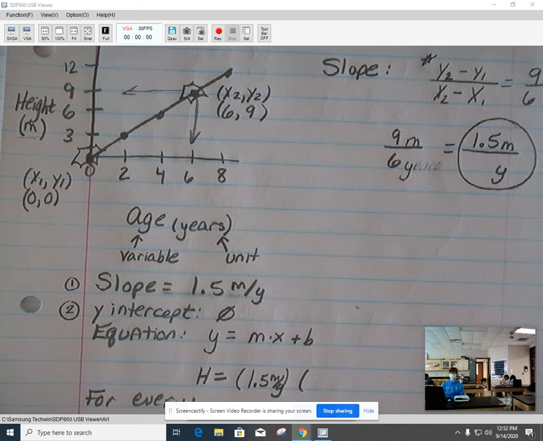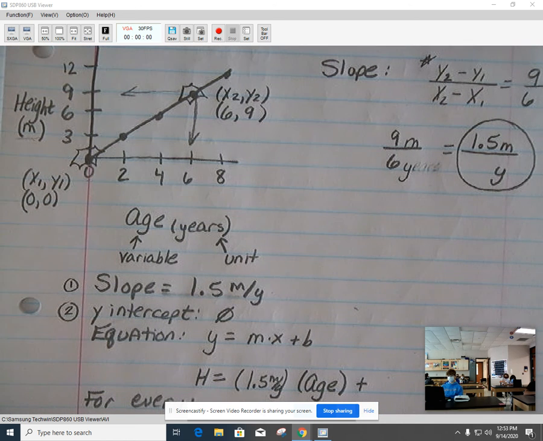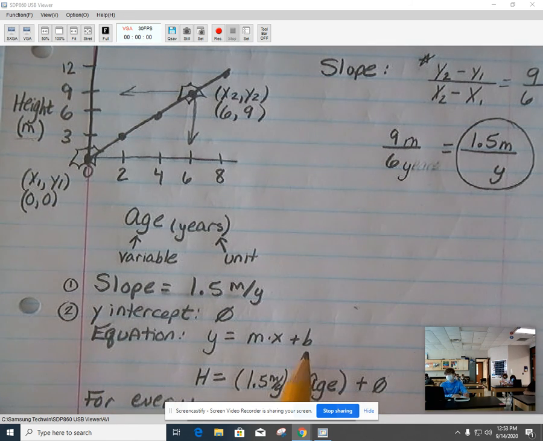It wants the x-axis. Derek, what do you think the variable is on the x-axis? It is age. Good. Plus, George, do we have a y-intercept? No, we don't. So we can put plus 0. Remember that b means y-intercept. So you don't really even have to write that down if it's a plus 0. Okay?